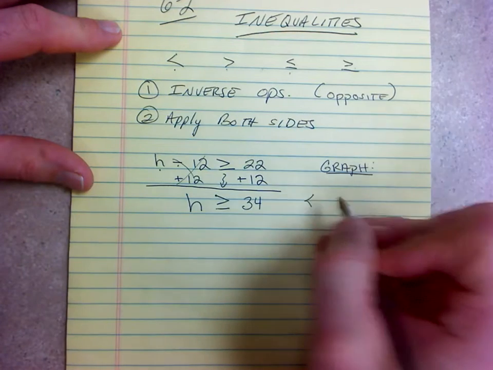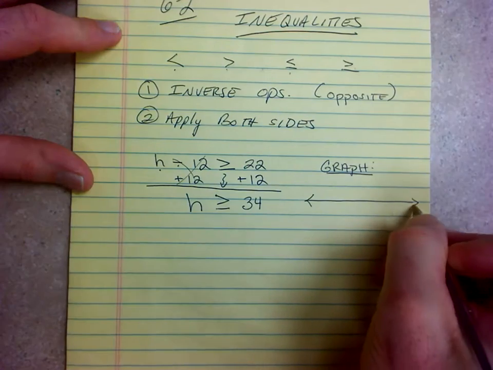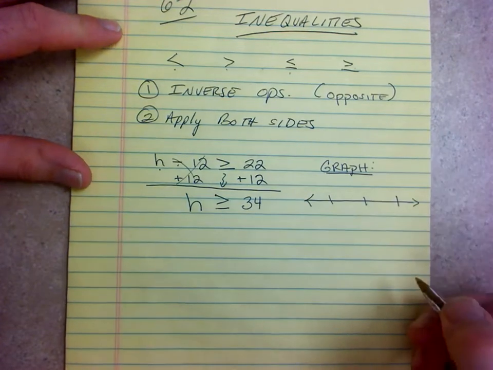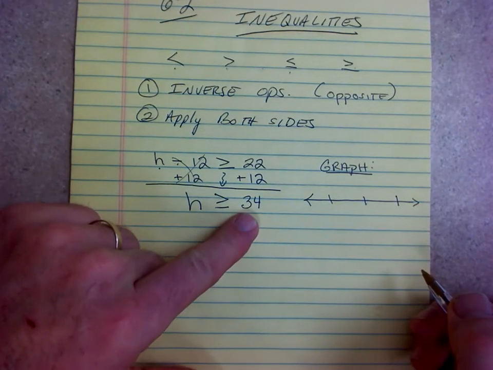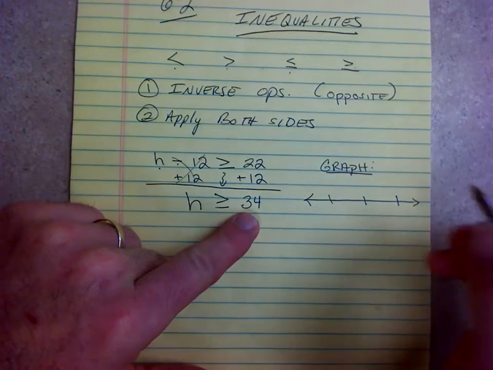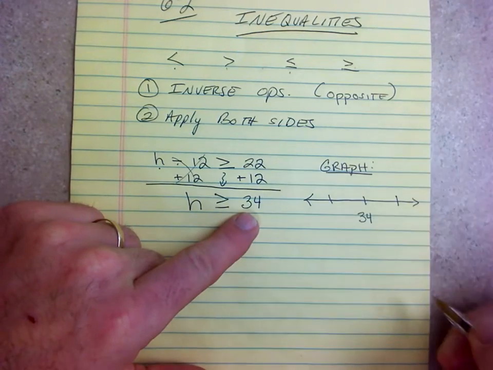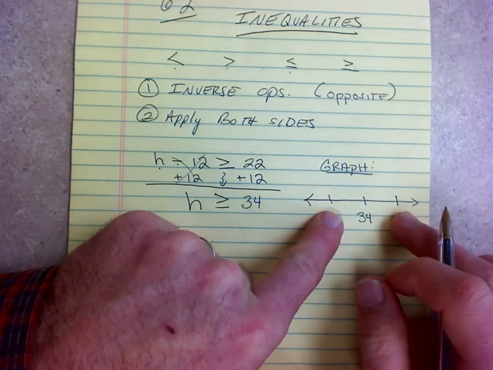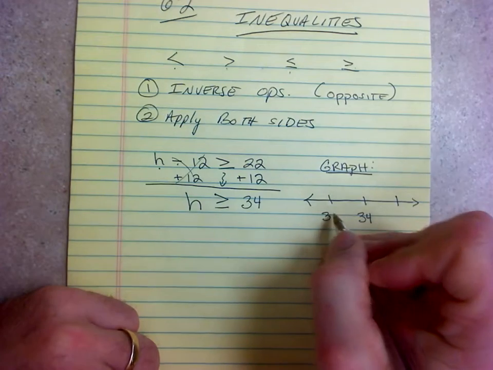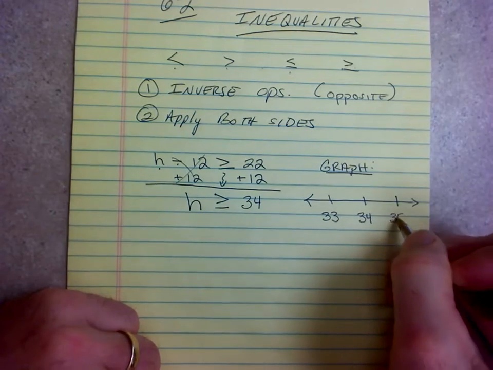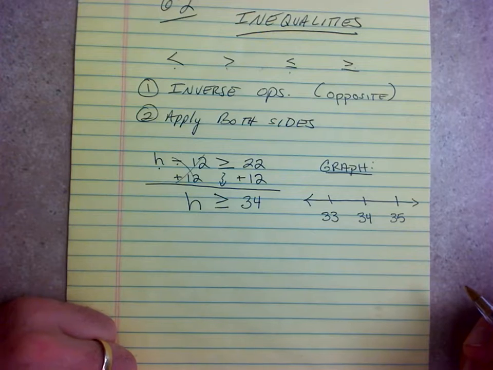Now once we solve an inequality, we also have to graph our inequality. We want to keep this simple, short, and sweet, so we're only going to ask you to represent 3 numbers. Whatever value we find as the solution, we're going to place that one in the middle, and then we need the next number on each side. So this would be 33, and this would be 35.